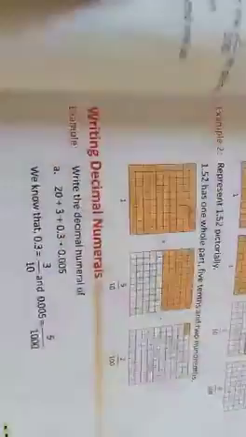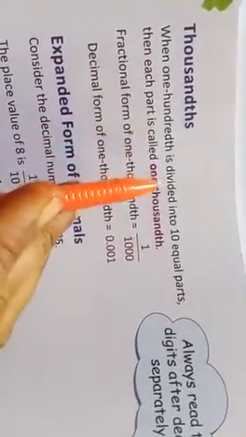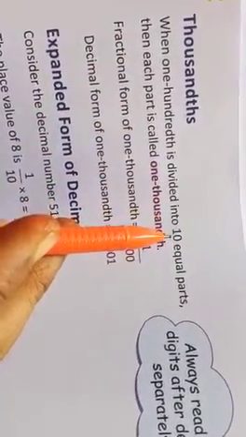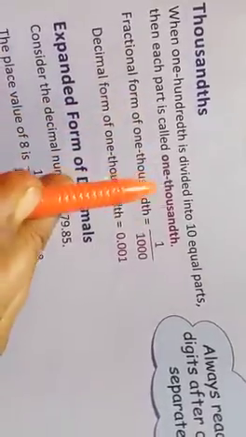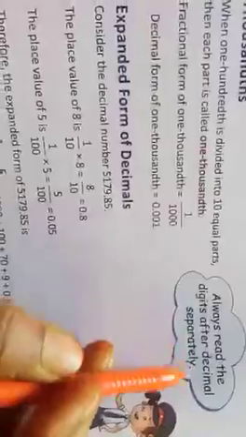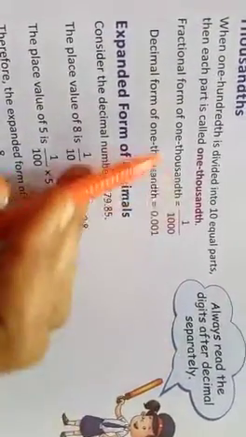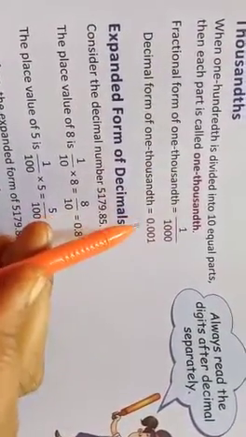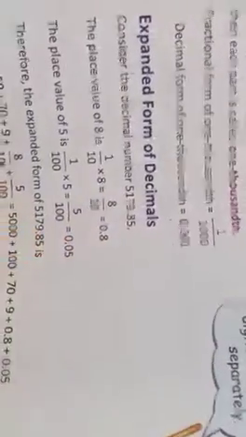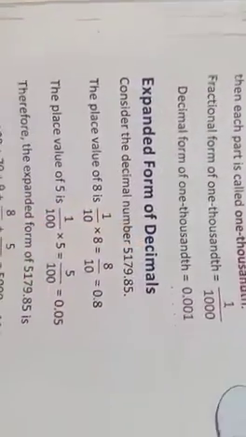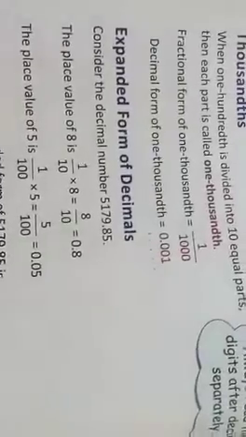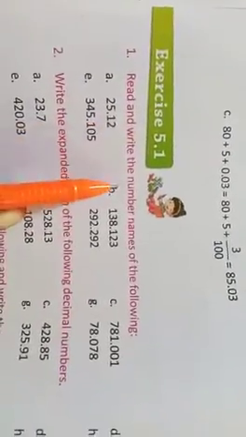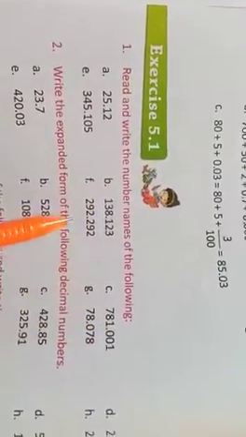Okay. Now thousandths. When 100 is divided into 10 equal parts, then each part is called 1/1000th. So always read the digits after the decimal separately. So we have to read it as 0.001. Okay.